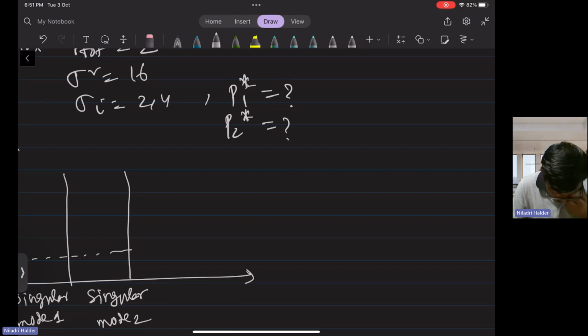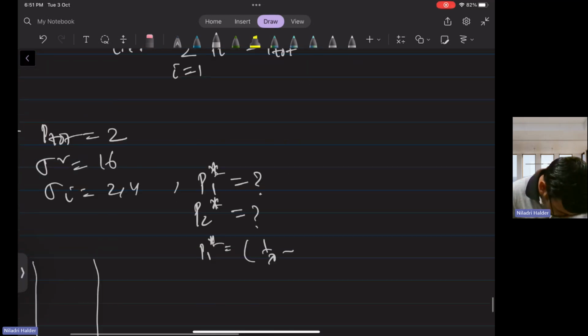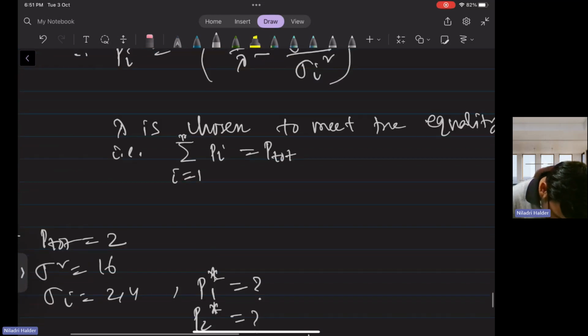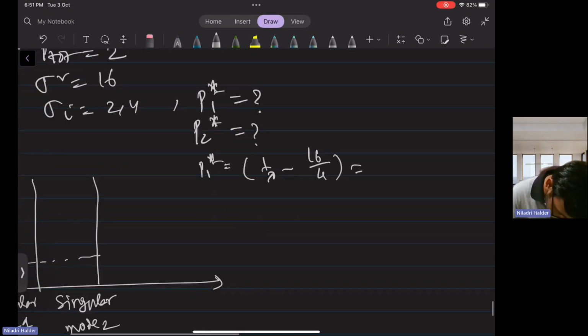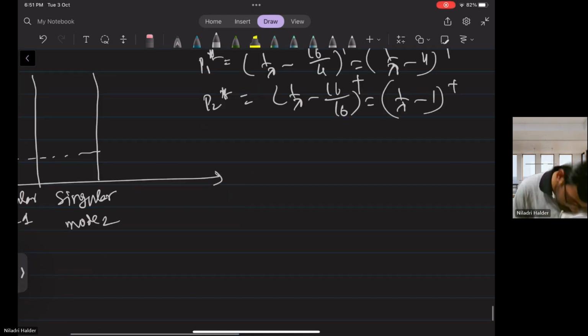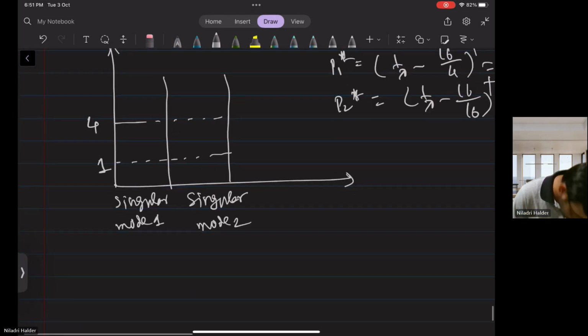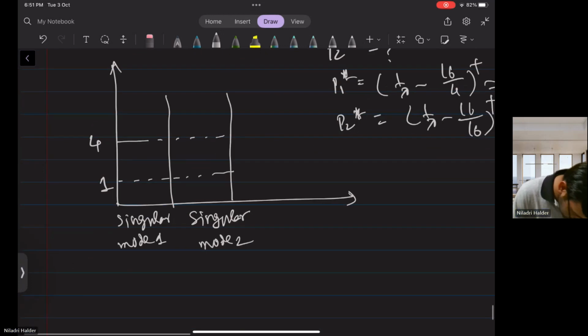Okay, so using the formula, P1 star is equal to 1 by lambda minus sigma square by sigma I square. Sigma square equal to 16, 16 by 4 equals 4. So it equals 1 by lambda minus 4. P2 star is equal to 1 by lambda minus 16 by 16, which equals 1 by lambda minus 1. So the levels are 1 and 4. First one is 1, first one is 4.